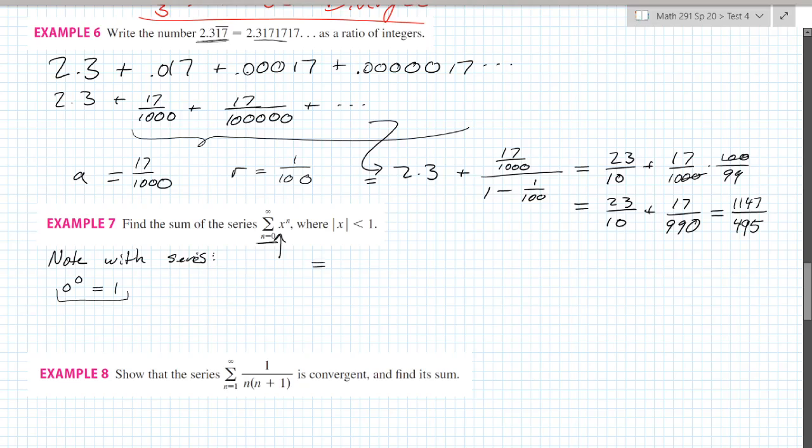Notice we can write 1 plus x to the first plus x to the second plus x to the third plus, and so on. And this is, well, our a term is 1, common ratio is r, 1 minus x.